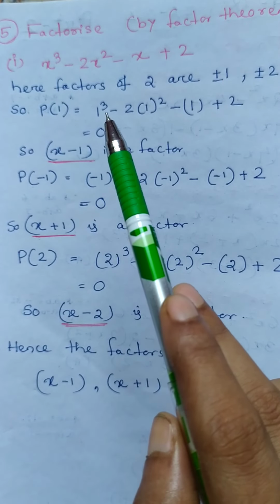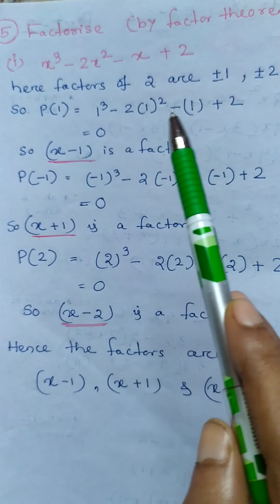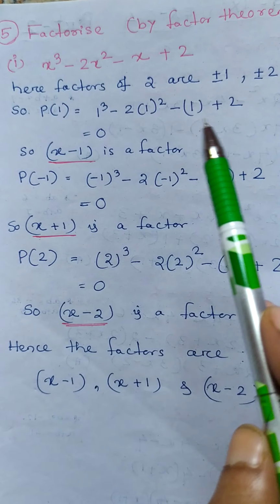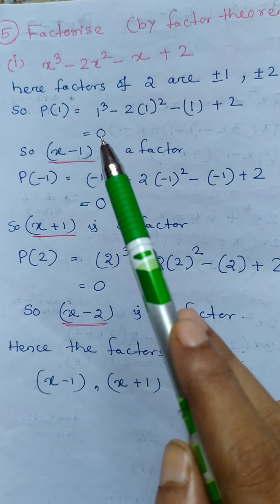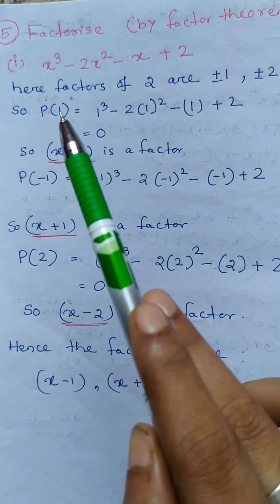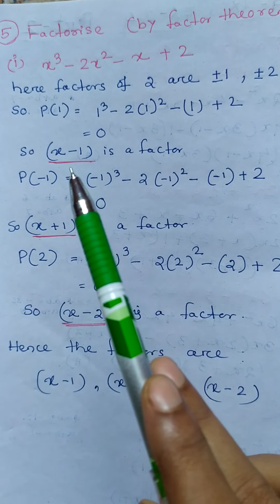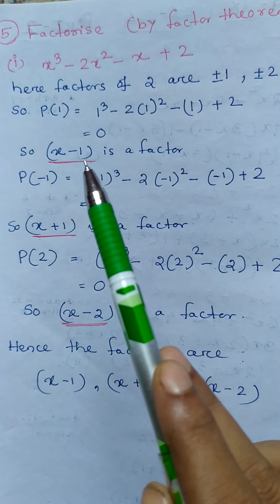So p of 1 becomes cube of 1 minus square of 1 multiplied with 2 minus of 1 plus of 2. So ultimately it is giving 0. If this value is giving us a 0, then x minus 1 will be a factor of this polynomial. So we got our first factor as x minus 1.